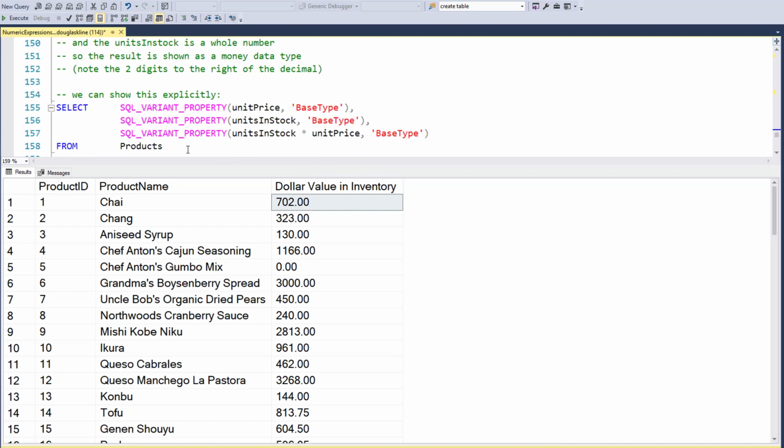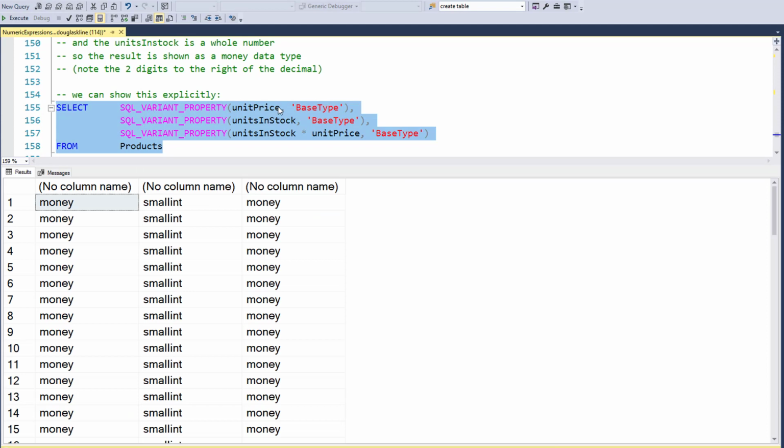And I can actually verify that this is going on by looking at the actual data types using this SQL variant property function. So unit price is a money in every record. Units in stock is a small integer in every record, but the result of multiplying them together is a money for every record.